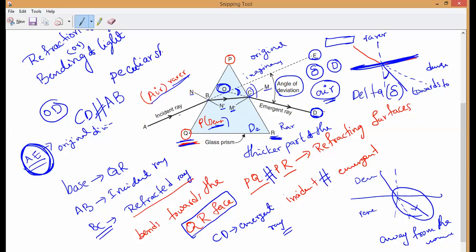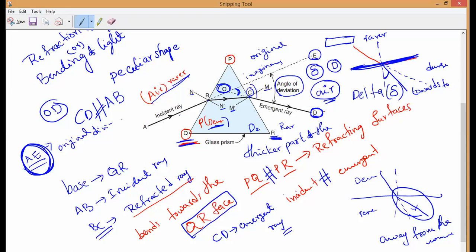Peculiar. Please all of you note it down. The peculiar shape, or triangular shape, of the glass prism makes the emergent ray bend with respect to the incident ray. That is very, very important. You should remember that the triangular shape alone is what makes the emergent ray bend with respect to the incident ray.